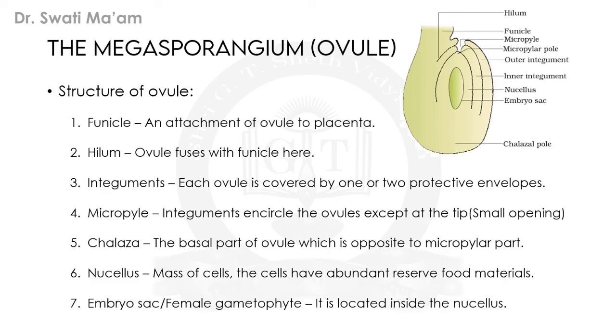Next is nucellus. The nucellus is present in the central part of this megasporangium, and it is a mass of cells, famous for its abundant reserve food material. When the embryo develops, this nucellus will help. Last and the most important part is the embryo sac. In our picture, it is comparatively darker in color in the central most part. This embryo sac is also known as the female gametophyte, and it is located inside the nucellus.